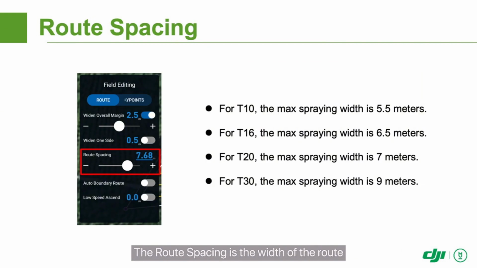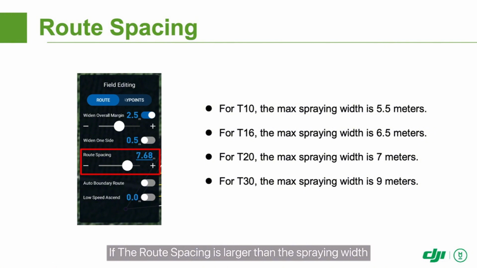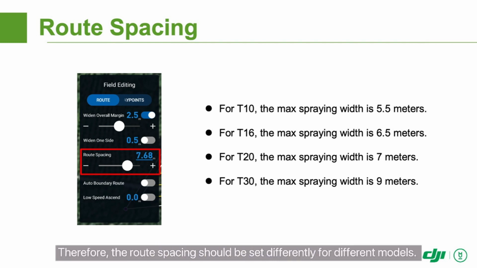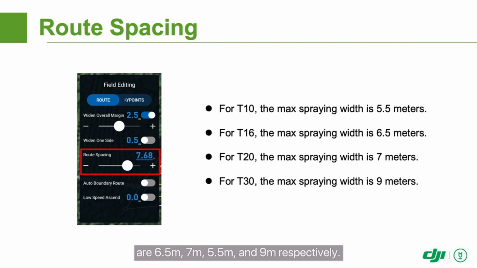The route spacing is the width of the route, that is, the distance that the agras drone moves laterally. The route spacing should be set to match the spraying width of the drone. If the route spacing is larger than the spraying width, some areas will not be sprayed. If the route spacing is smaller than the spraying width, some areas will be sprayed multiple times, which may cause phytotoxicity. Therefore, the row spacing should be set differently for different models. The maximum spraying widths of the T16, T20, T10, and T30 are 6.5 meters, 7 meters, 5.5 meters, and 9 meters respectively.